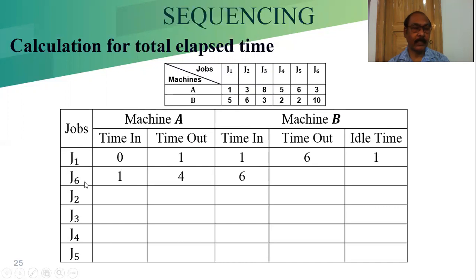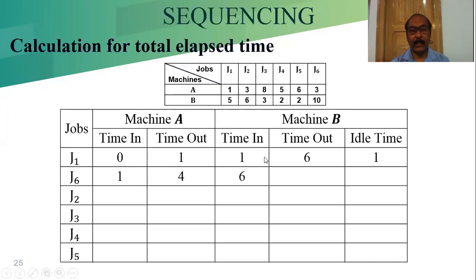Now job 6. Job 6 can start in hour 1. What is the processing time? 3 hours. So 1 plus 3, we can immediately start as soon as job 1 completes in machine A. At that time we can start job 6 in machine A, and the processing time is 3 hours. So 1 plus 3, in the 4th hour it will be finished. As per our example, we can say at 4 p.m. job 6 will be complete in machine A.